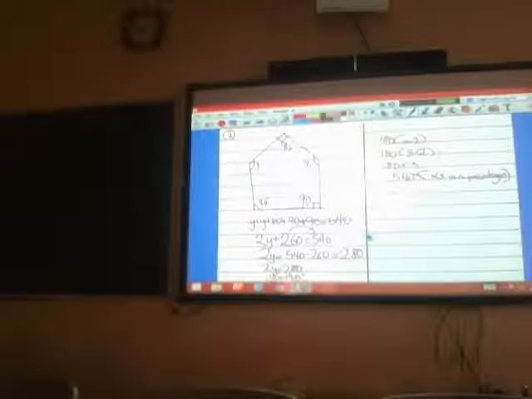Give me an example of a regular polygon. Yes, Blessing. A square. A square has 4 equal sides and 4 equal angles. So a square is a regular polygon. Then another one is an equilateral triangle. An equilateral triangle has 3 equal sides and 3 equal angles. The other ones are regular pentagons, and so on.